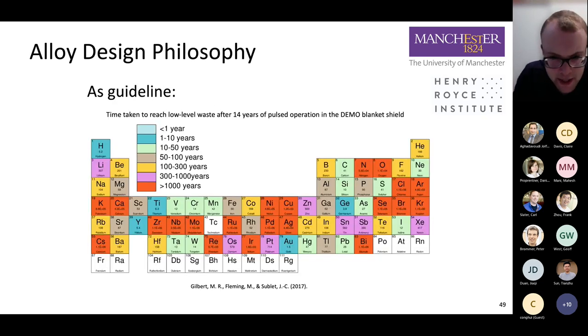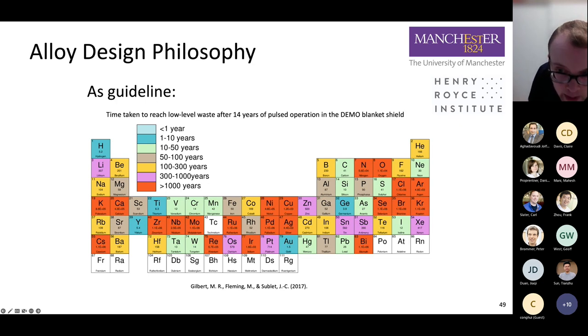So this is a really key and interesting periodic table. It was developed by Mark Gilbert and co-workers at UKAEA. Essentially it tells us the number of years it takes for an element's radioactivity to decay to low level waste after it has seen a fusion plasma, here for 14 years. That's a decent amount of time to have been exposed to a fusion plasma.